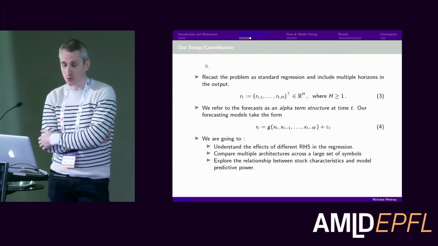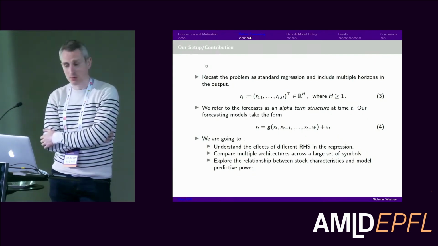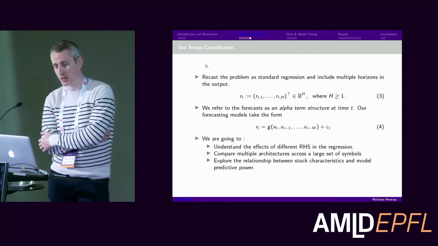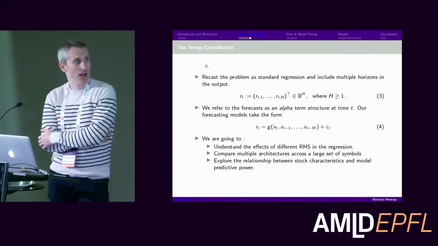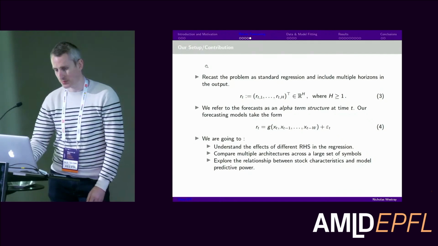And then we refer to these kind of forecasts as an alpha term structure. And so now we want to forecast this alpha term structure in terms of the lagged order book states. And we want to understand how sensitive is this kind of regression to different right-hand sides? What about multiple architectures across a large set of symbols? And what about relationships between stock characteristics and model predictive power?